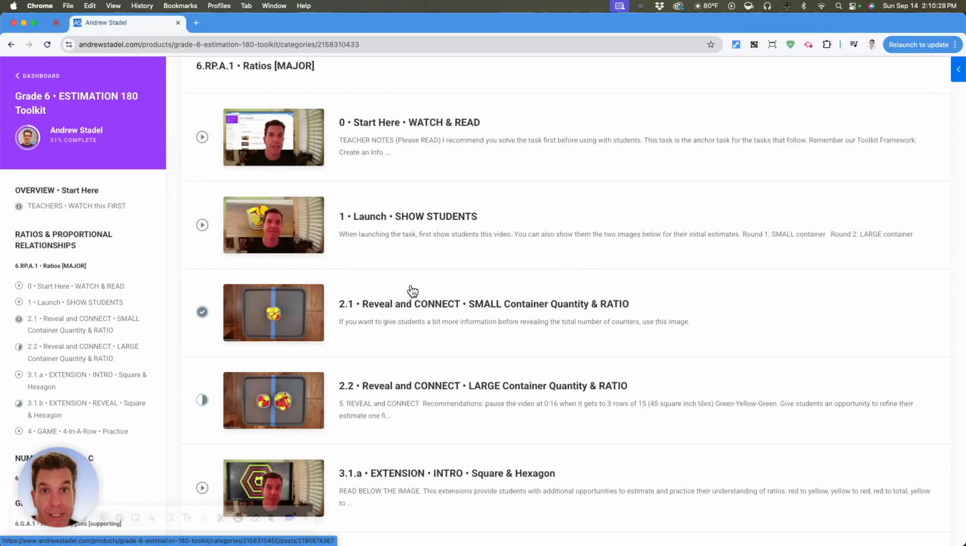This series of tasks relates to the red and yellow counters. What I love about these counters is that we can use them here with ratios, but we're also going to use them in future tasks related to integers. Students start by estimating the amount of counters inside of a little container, and then they move on to estimating the amount of counters inside of a larger container.